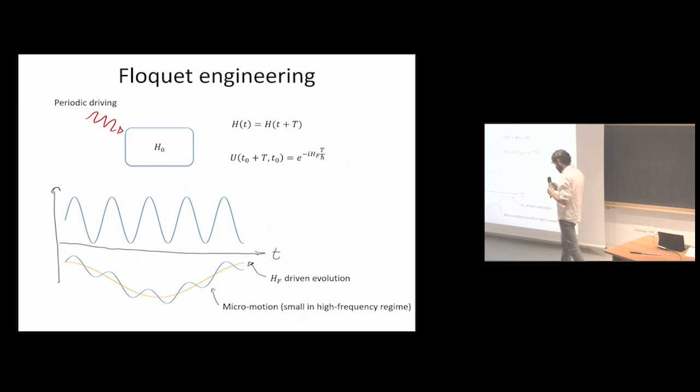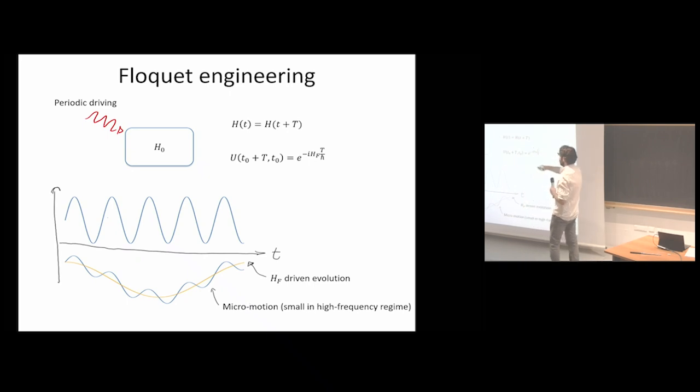All right, so let's go now to the next topic, that is Floquet engineering. So another way to look at phases in ultracold atoms or in general is to start with some Hamiltonian that is simple enough, and then apply periodic driving. So this could be a force, it could be a laser, it could be anything that you start modulating periodically.